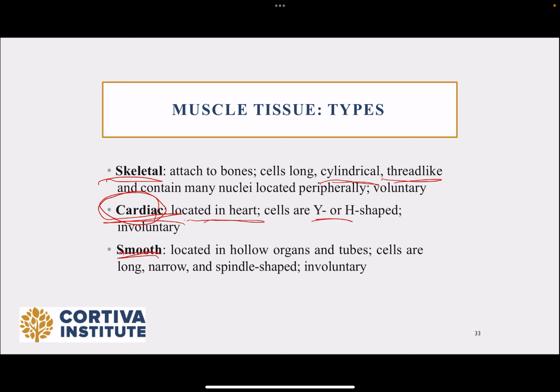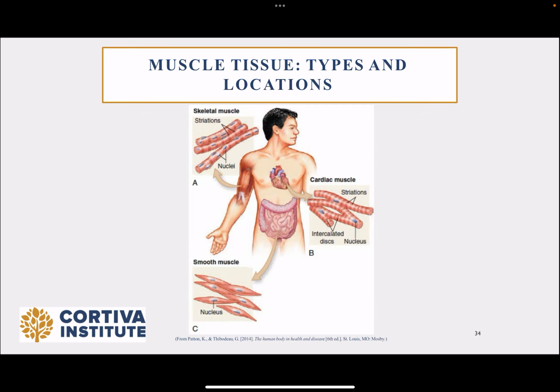I don't decide on my own that, hey, stomach, I need you to digest this real quick because I'm going to go out. No, my stomach is going to digest when it needs to digest. It is involuntary. Here is where they are located.